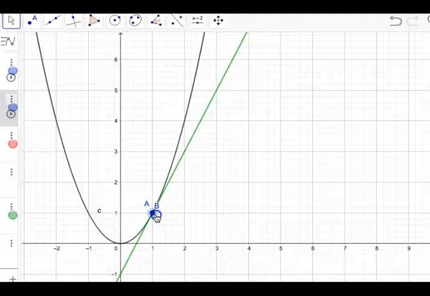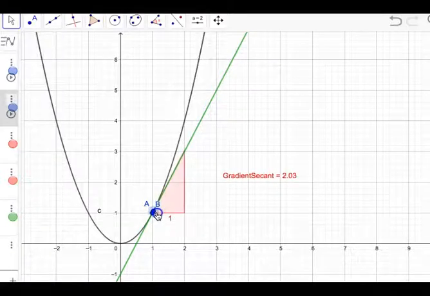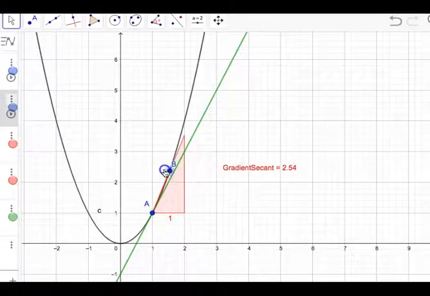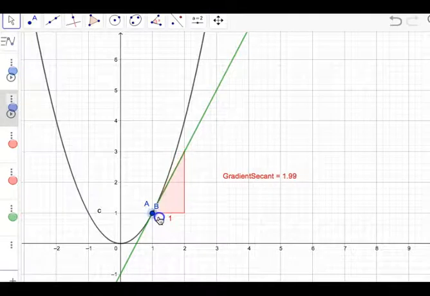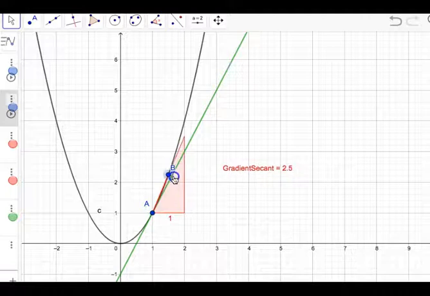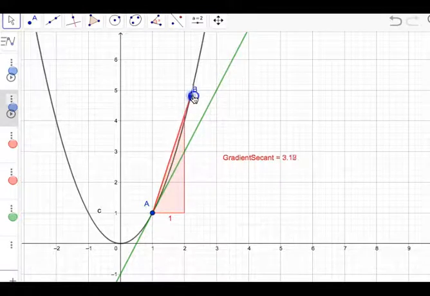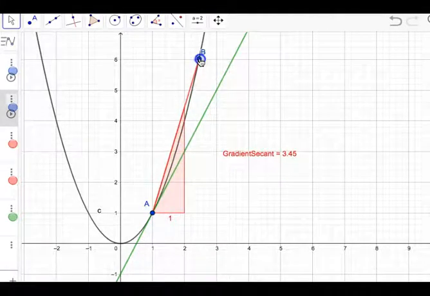When A sits exactly on top of B, the gradient of the secant, and I lose it, is 2. Okay? It'll be 2, which is the gradient of the straight line, which actually ends up being the gradient of the tangent. Do you see? Isn't this getting closer and closer to, it sits on it. Now, see, the red thing was working out the gradient of the secant.